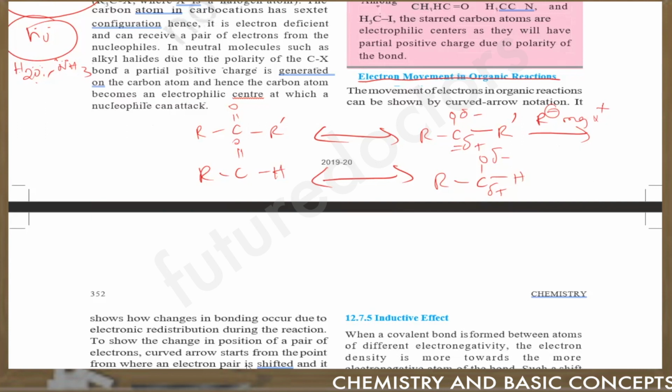எது அதை பாஸ் பண்ணுது? கார்போ கேட்டையான் எலக்ட்ரான் டெஃபிஷியன்ட். அப்ப அது என்ன அட்டாக் பண்ணும்? எலக்ட்ரான் டெஃபிஷியன்ட் இந்த பொசிஷன்ல என்ன அட்டாக் பண்ணும்? இந்த பொசிஷன்ல நியூக்ளியோஃபிலிக் அட்டாக் பண்ணும். ஏன் நியூக்ளியோஃபிலிக் அட்டாக் பண்ணும் இந்த பொசிஷன்ல? ஏன்னா நியூக்ளியோஃபிலிக் எலக்ட்ரான் ரிச். கார்பன் எலக்ட்ரான் டெஃபிஷியன்ட். ஸோ நியூக்ளியோஃபிலிக் அந்த பொசிஷன் அட்டாக் பண்ணும்.